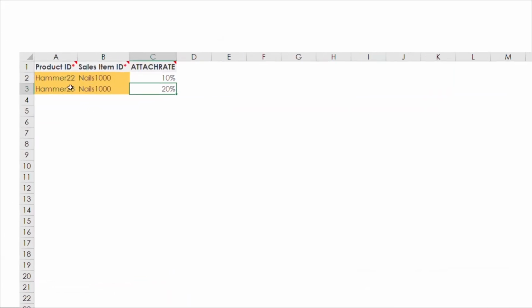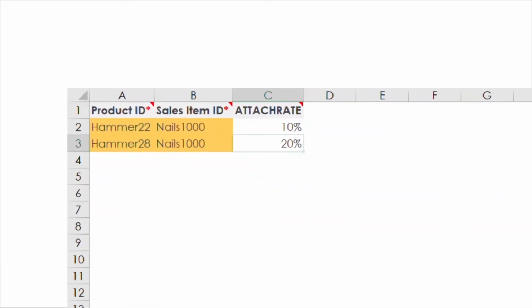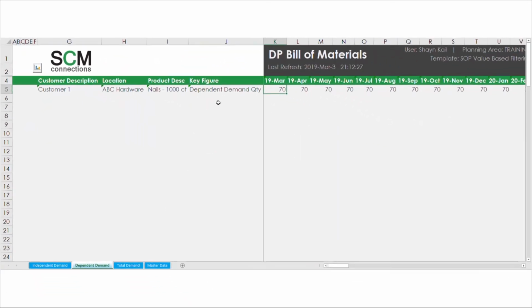So for 22-ounce hammers, you can see that I've attached a 10% rate for each box of nails. And for 28-ounce hammers, I've assigned an attach rate of 20%. And this allows us to calculate our dependent demand for nails based on the independent demand for hammers. So our dependent demand calculates correctly as 70 units per month based on our attach rates for each box of nails for customer 1 at location ABC Hardware.